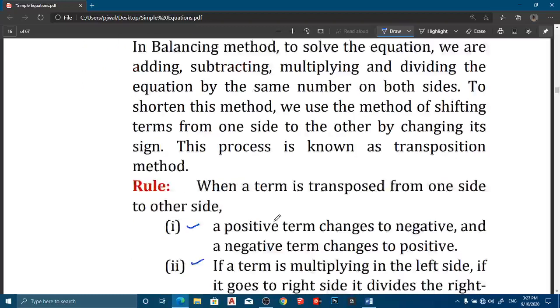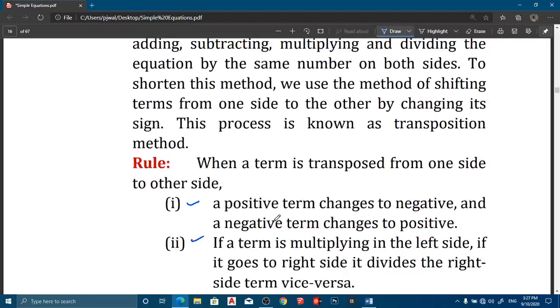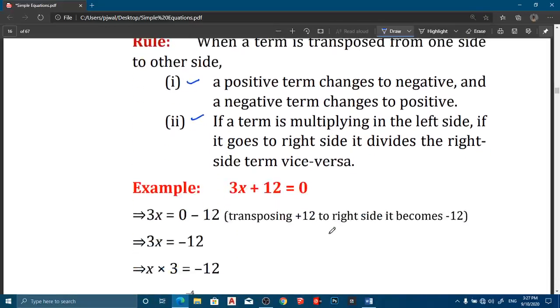The balancing method, both the sides you have to use the same operation. Here you are transposing or shifting the number from one side to another. While you are shifting, the signs of the numbers will be changed. Opposite sign of positive is negative, opposite sign of negative is positive. Opposite of multiplication is division, so multiplication will become division. Division will become multiplication. These rules you have to remember.